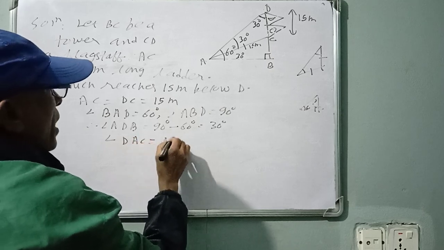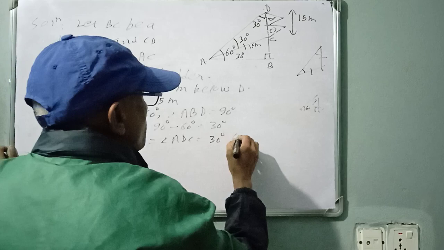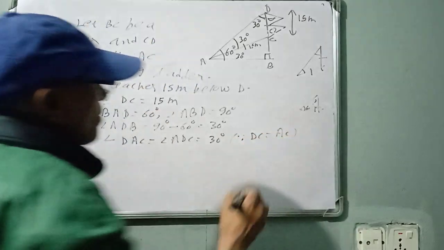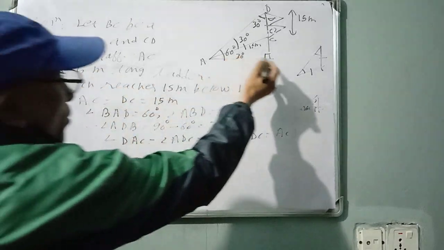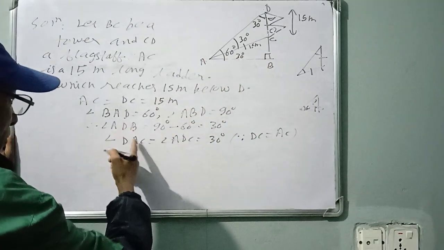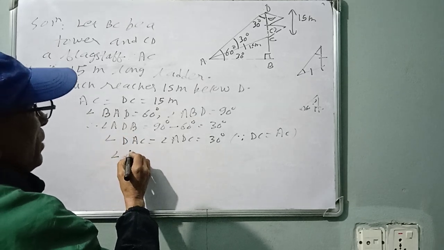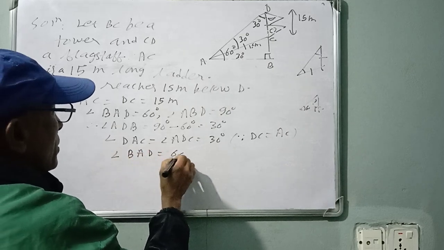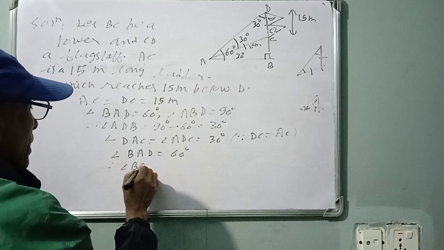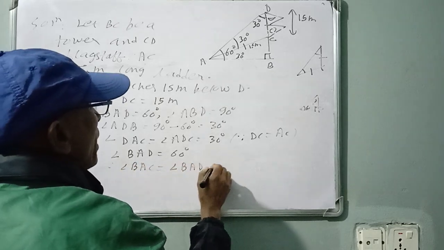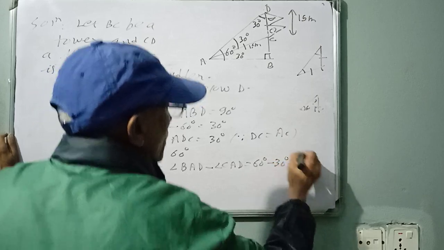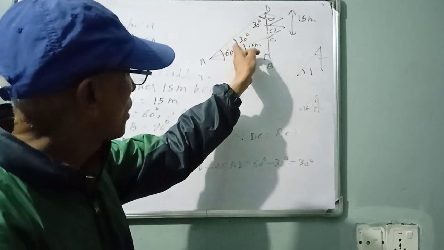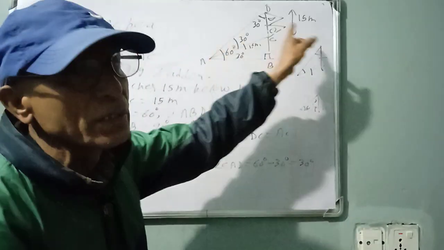This angle is 30. So angle DAC equal angle ADC equal 30 degree. Why? Because DC equal AC. Two sides are equal, therefore the base angles of an isosceles triangle are also equal. Now, what is the value of BAC? Angle BAD equal 60 degree given. Therefore, angle BAC equal angle BAD minus angle CAD, 60 minus 30 equal 30 degree.